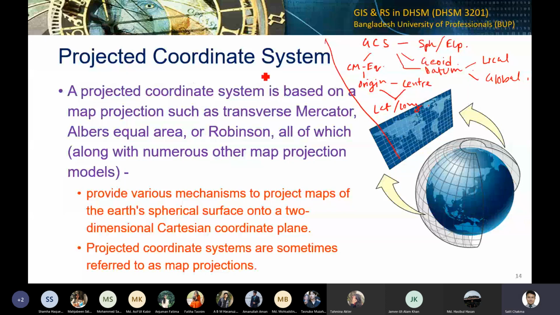Now we are going to talk about the projected coordinate system, another dimension. So what is a projected coordinate system? A projected coordinate system is simply a two-dimensional representation of this three-dimensional representation. If you have a geographic coordinate system, which is three-dimensional, and you try to project it on a two-dimensional plane or surface, that's your projected coordinate system.